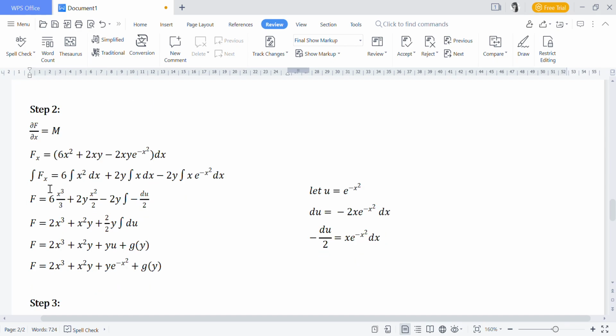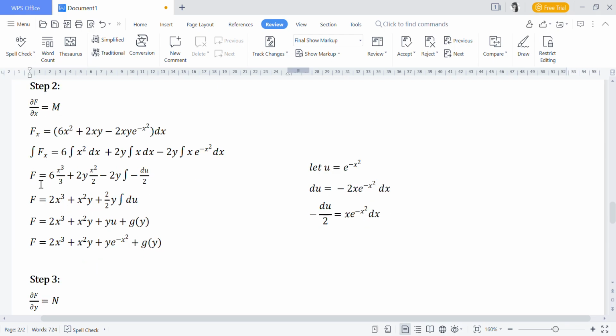The integral of f of x is equal to 6 the integral of x squared dx, plus 2y the integral of x dx, minus 2y the integral of x e raised to negative x squared dx. So we have now f is equal to 6 times the integral of x squared dx, which is simply x cubed over 3, plus 2y times the integral of x, which is x squared over 2, minus 2y. And in this one, we're going to use the u substitution.